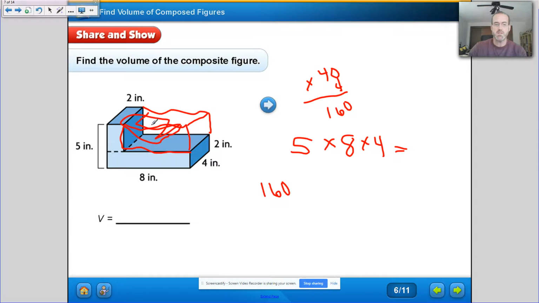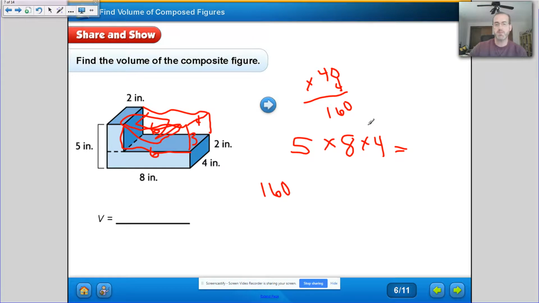So we know this is 6, right? 6 right here. Well, what's the height going to be? The whole thing is 5. We have to take out this 2 here. So we know that the height here is 3. And then the width is the same. The width stays 4.